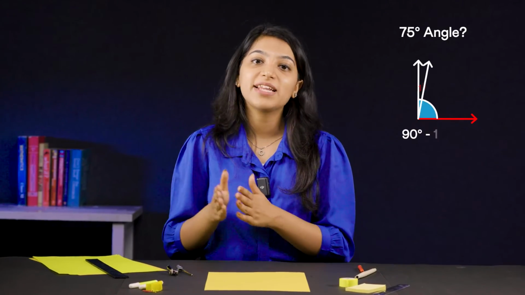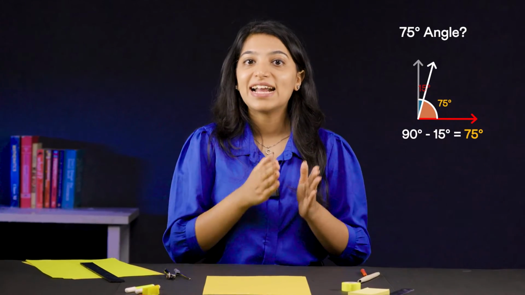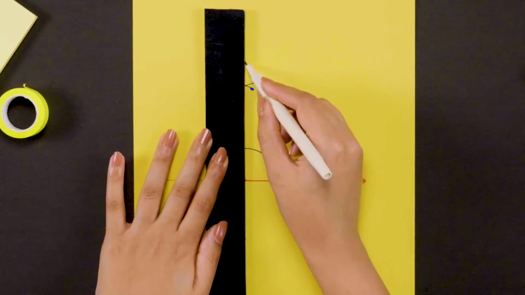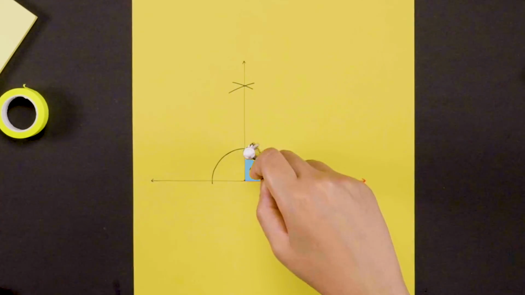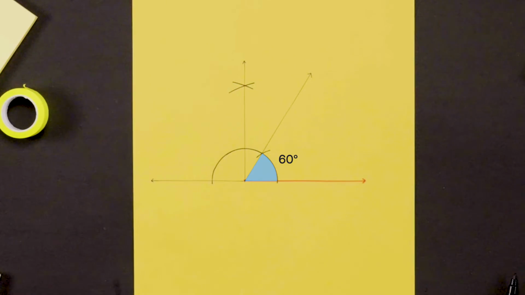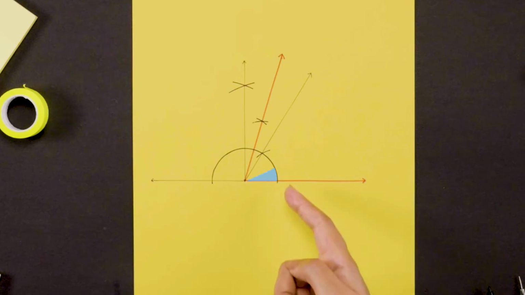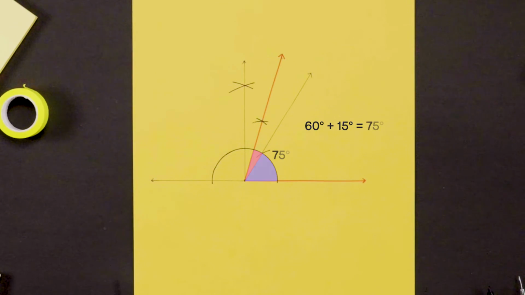Now how about 75 degrees? 90 minus 15 is 75 and 60 plus 15 is also 75. So let's construct a 90-degree angle and a 60-degree angle. Now this angle here must be 30 degrees, and if we bisect it, we get 60 plus 15, that's 75 degrees.